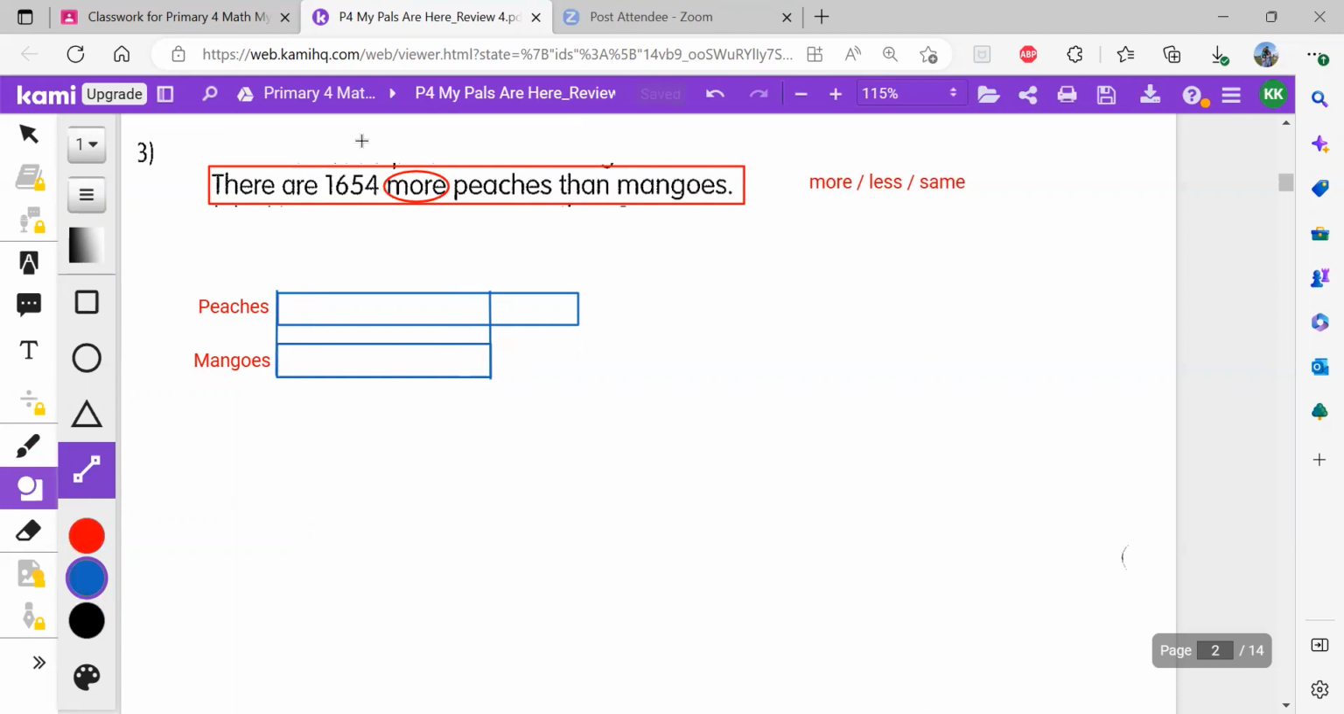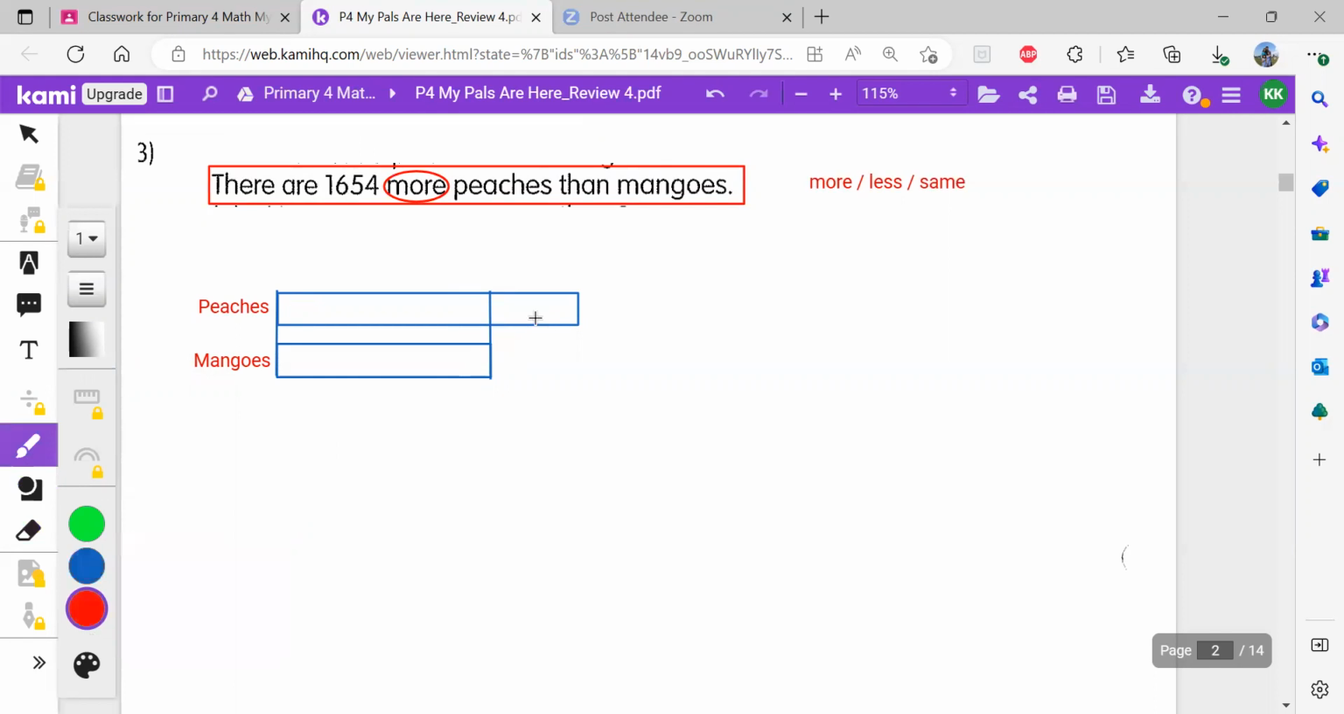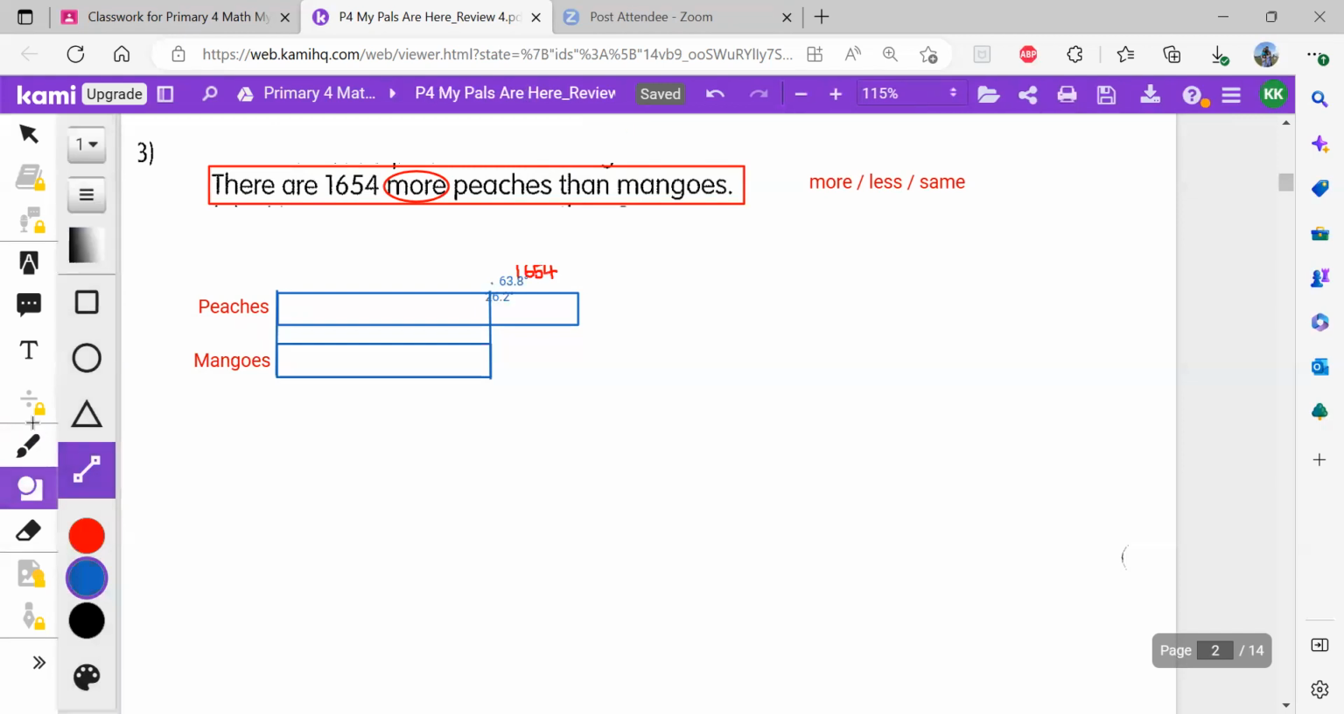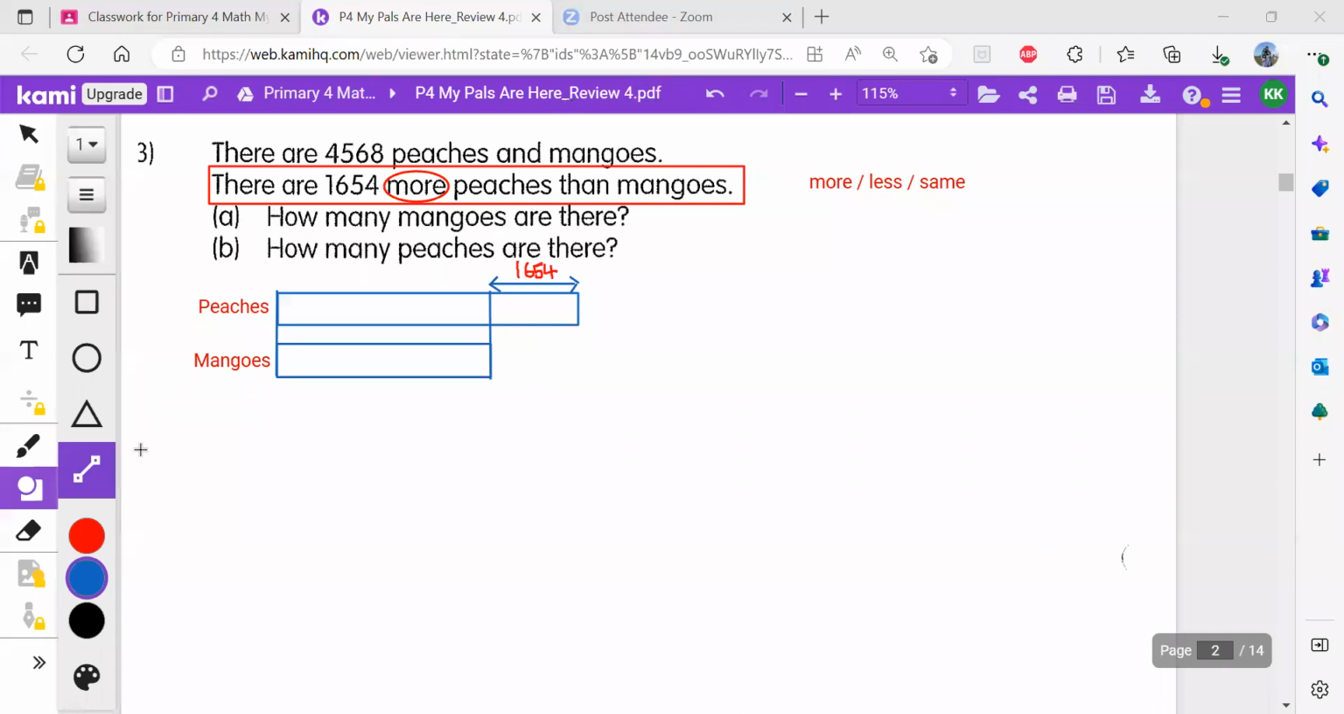There's still some information here: 1,654. I need to write it down. I can write it down inside or outside the model. I will choose to write it down outside the model, so I'm going to write down 1,654 here. I write it outside so that in case I need to cut the model into parts, I will not cut the number up. And that's it. I'm done with the second sentence. I am now ready to draw the other sentences.